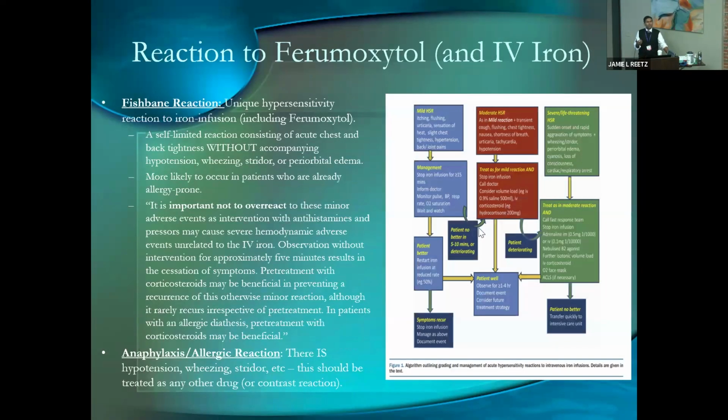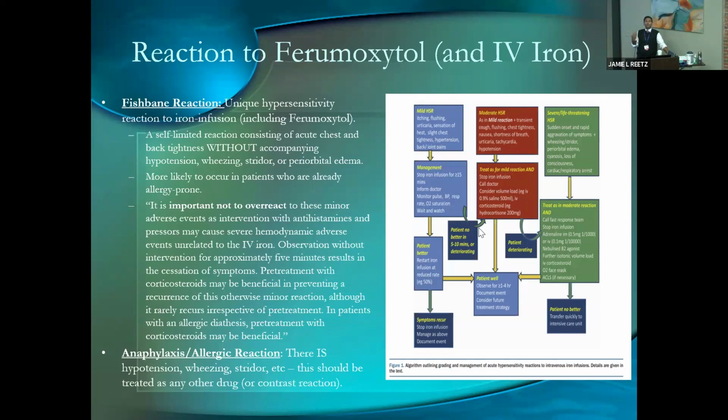The other thing to keep in mind with any iron-based agent is that there's this thing called the Fishbane reaction that can occur whenever you administer IV iron to any patient. It's this acute chest and back tightness without the accompanying signs of allergy. I have not seen this before. I was warned about this when I started administering this at Meritor. Now that I've said it, I haven't seen it. I think I've jinxed us all, and we're going to see like 10 of these in the next month.